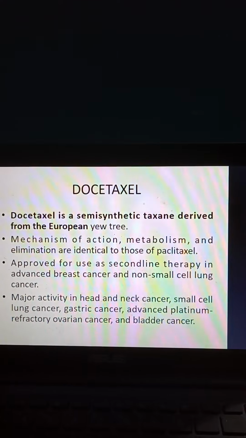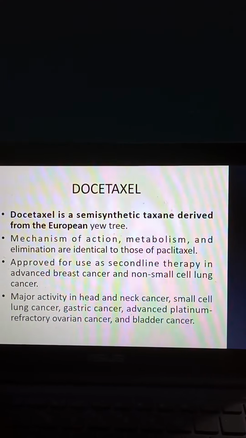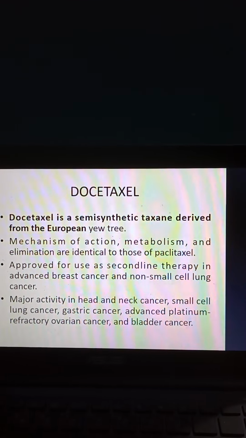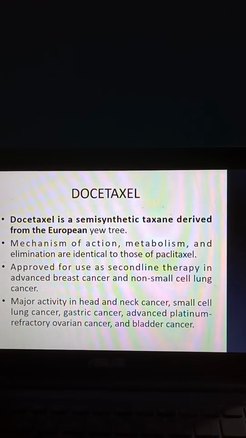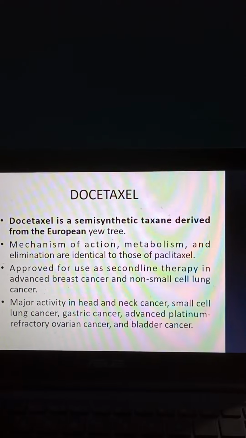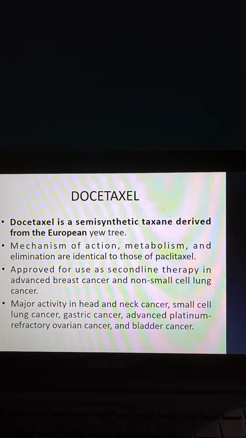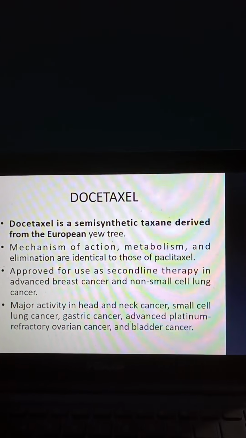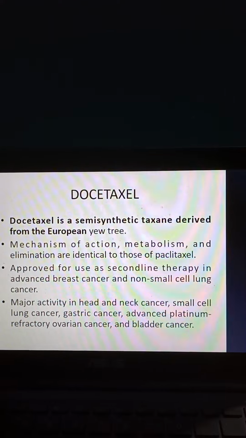Then coming to docetaxel. Docetaxel is a semi-synthetic taxane derived from the European yew tree. Mechanism of action, metabolism, and elimination are identical to those of paclitaxel, and it is approved for use as second-line therapy in advanced breast cancer and non-small cell lung cancer. Docetaxel has major activity in head and neck cancer, small cell lung cancer, gastric cancer, advanced platinum refractory ovarian cancer, and bladder cancer.